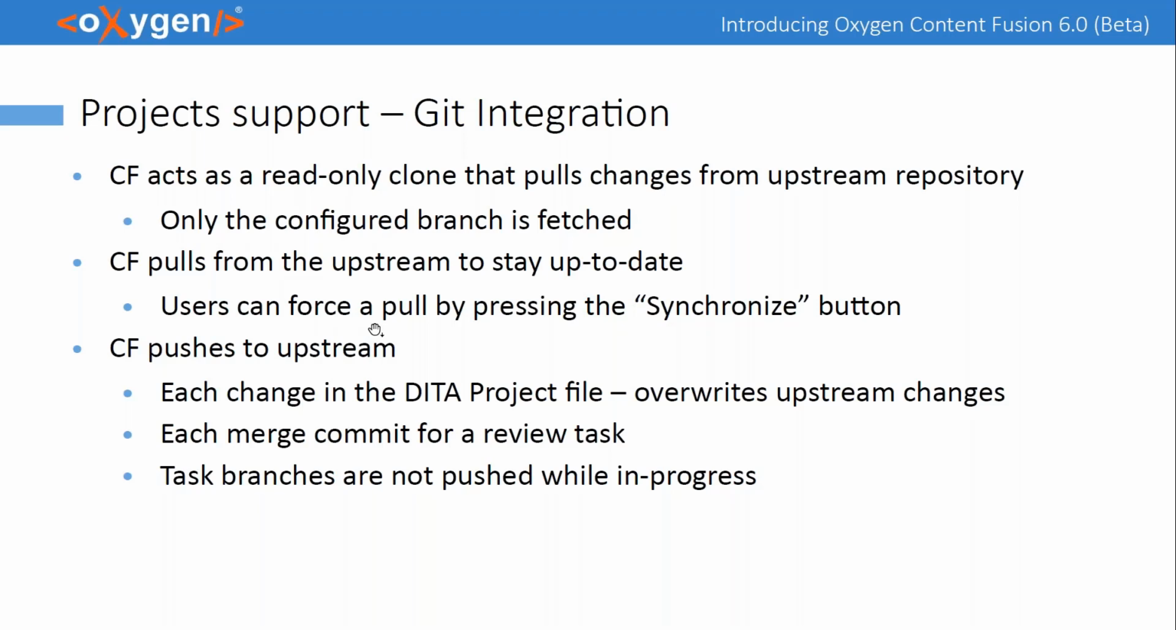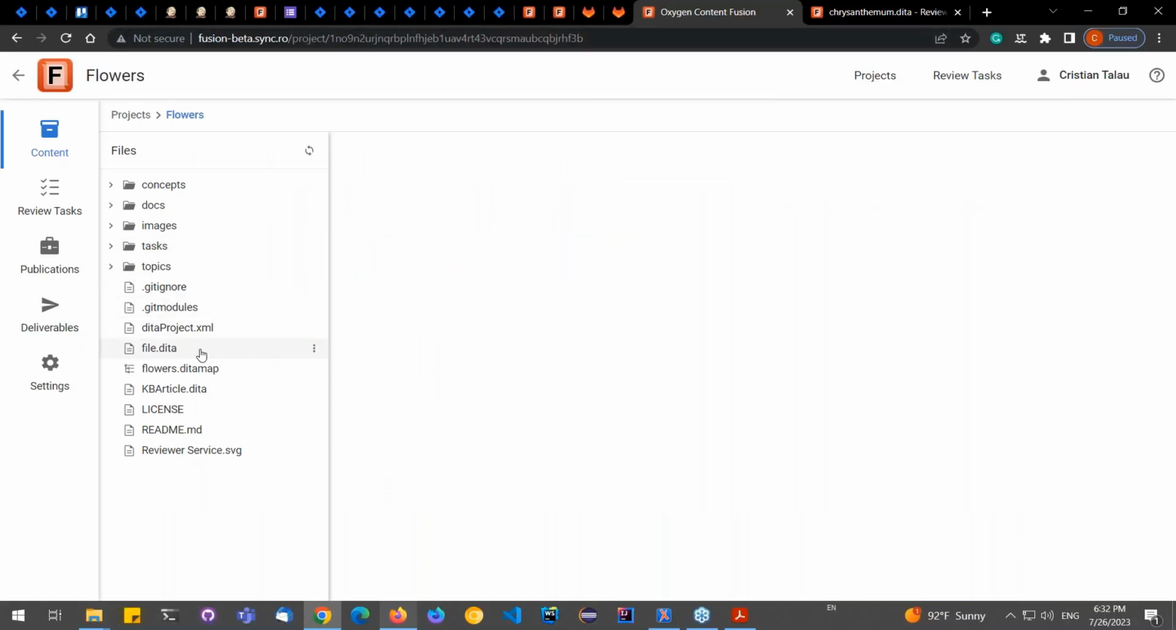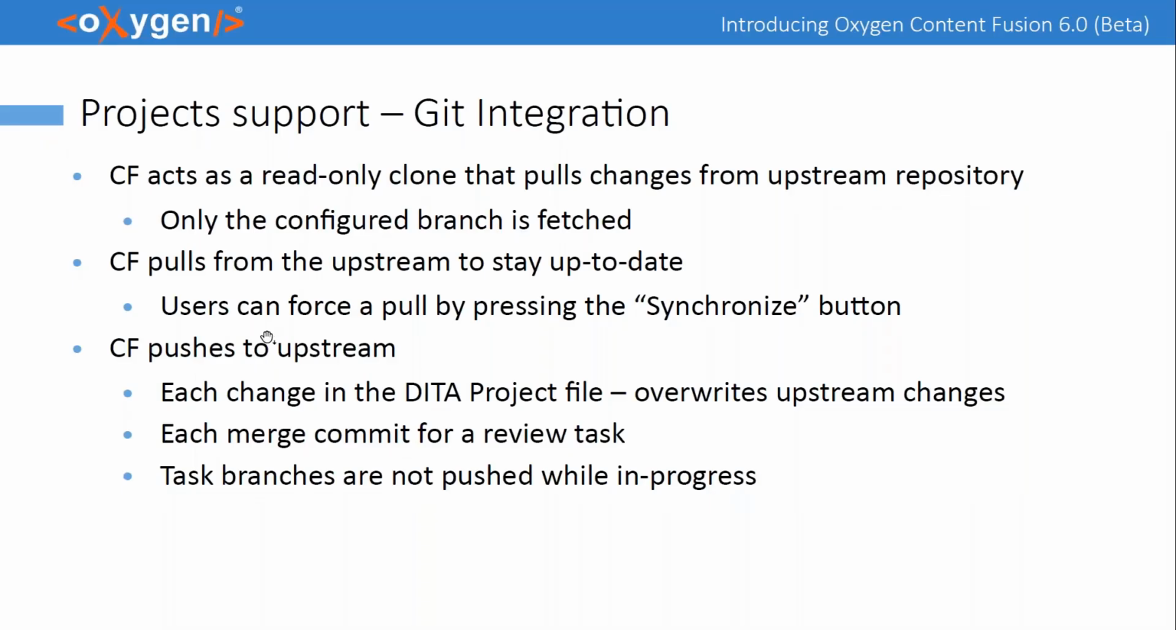And Content Fusion also pushes some changes to the upstream repository on several occasions. So changes that are made to the DITA project file, I will talk about the DITA project file a bit later, will be pushed to the upstream repository, and actually it will overwrite any changes that you made in the upstream repository. This DITA project file is considered a configuration file for Content Fusion and should be managed by Content Fusion.